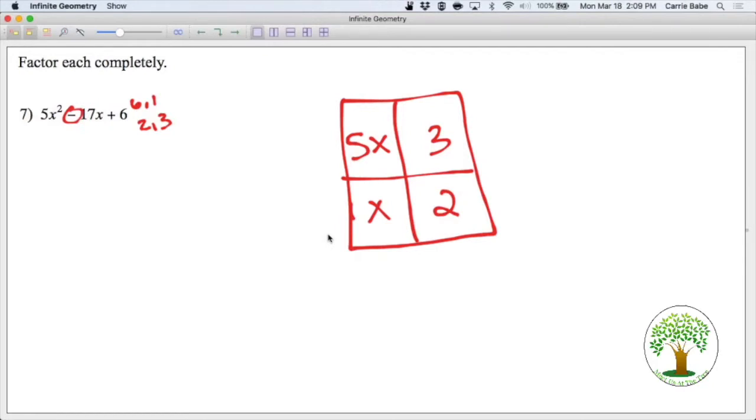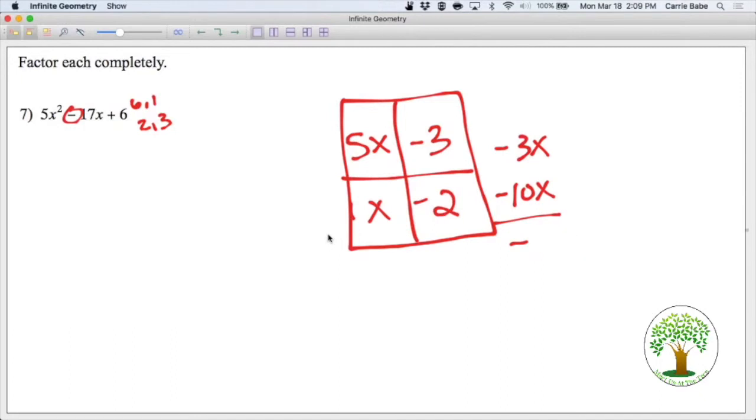All right. So I'm going to put a negative here, and I'm going to check. I think this might be wrong, but I'm going to check my diagonals. This is going to be negative 10x. And this is going to be negative 3x. Do I get what I want? No, I do not get what I want. I want a negative 17.